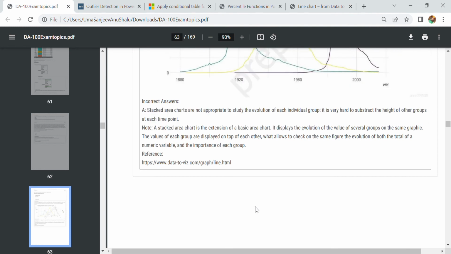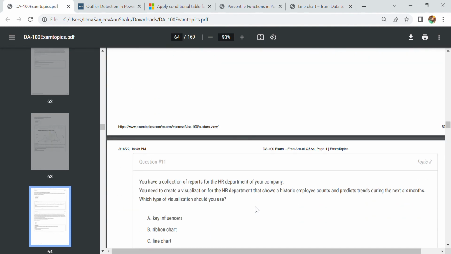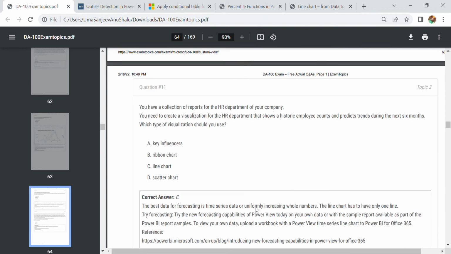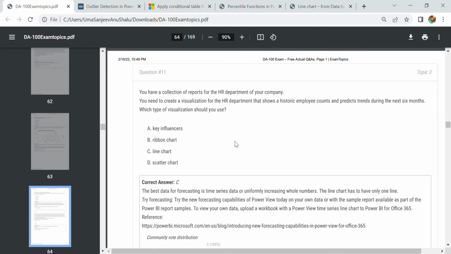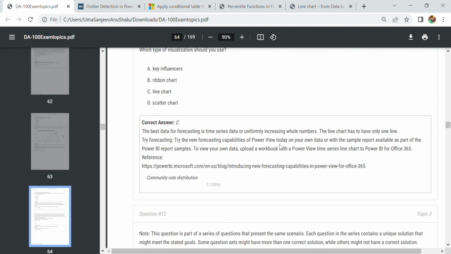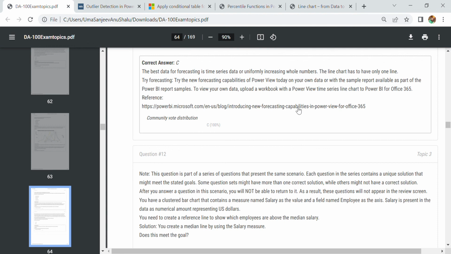The last topic that I want to cover in this session is forecasting. So now we have a question. You have a collection of reports for the HR department of your company. You need to create a visualization for the HR department that shows historic employee counts and predicts trends during the next 6 months. Which kind of visualization should you use? Again, this is the line chart, because the best data for forecasting is time series data or uniformly increasing numbers. We have already discussed this one. For more information you can click on the new forecasting capabilities.